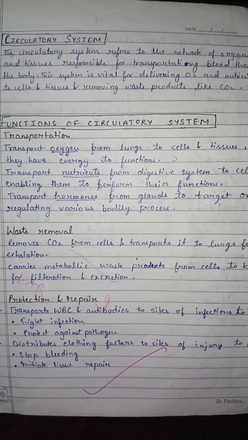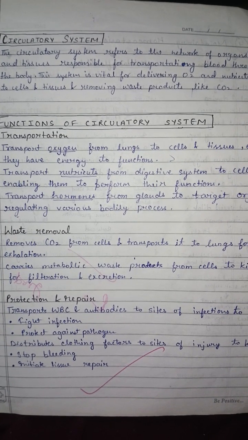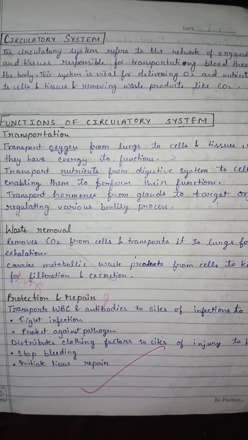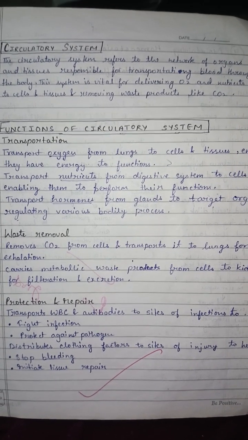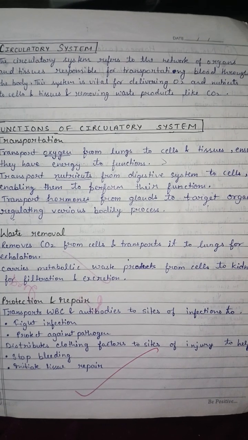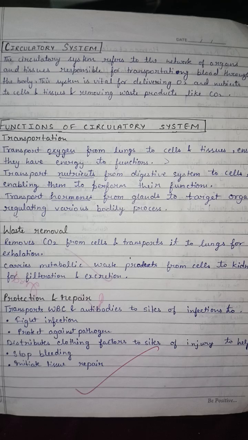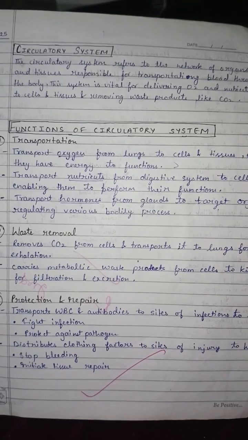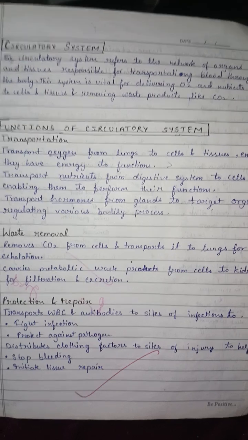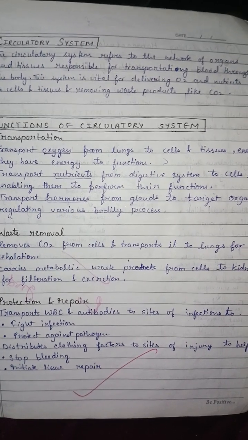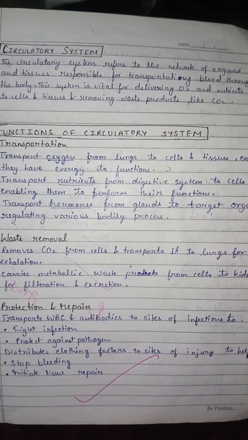Let's talk about the circulatory system. The circulatory system refers to the network of organs and tissues which is responsible for transporting blood from the heart throughout the body. This system is vital for delivering oxygen and nutrients to the cells and tissues of the body, and also for removing waste products like CO2 and various other wastes from the body.